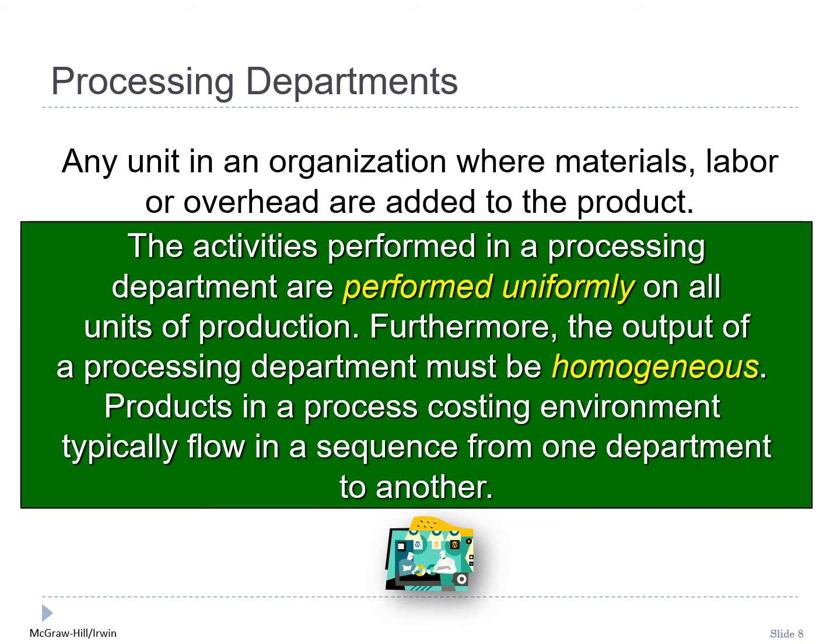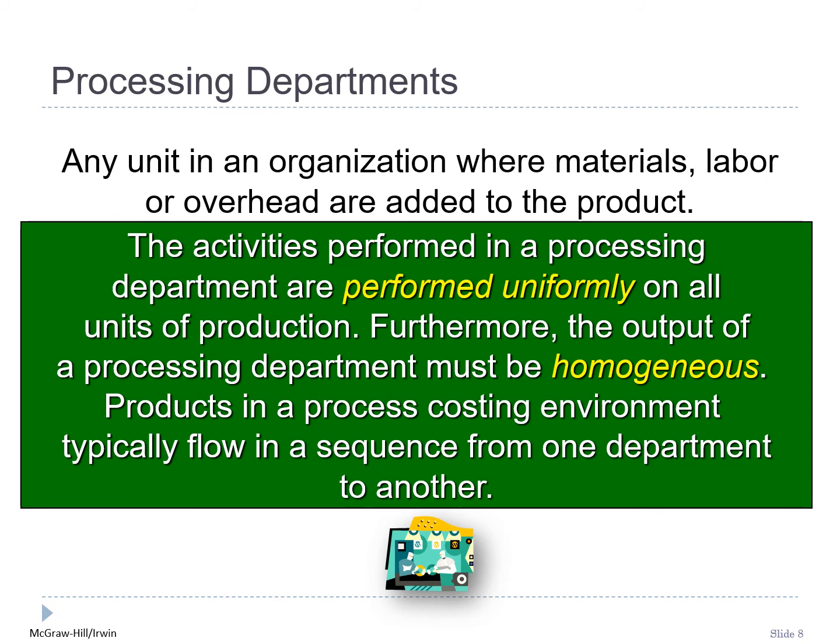The activities performed in a process department are performed uniformly on all units of production. When we talk about performing uniformly, we're talking about the percentage of completion, which will be provided by the industrial engineer. You can also see that in the problem that we're going to solve later. Furthermore, the output of a processing department must be homogeneous. As in my previous discussion, homogeneous means the products are similar, with no material differences.